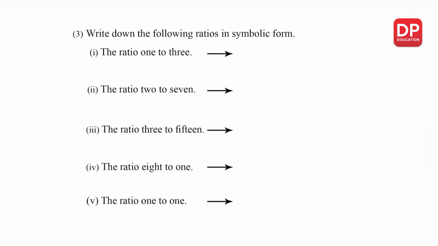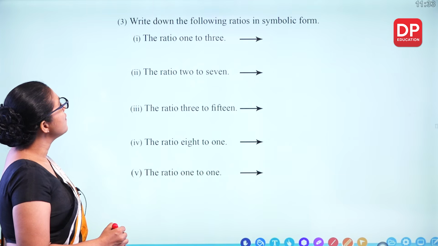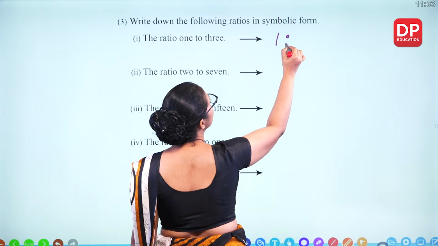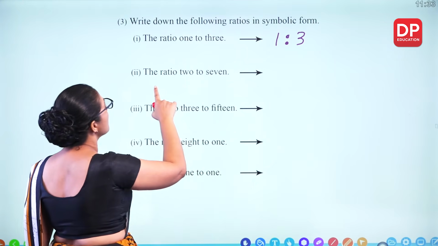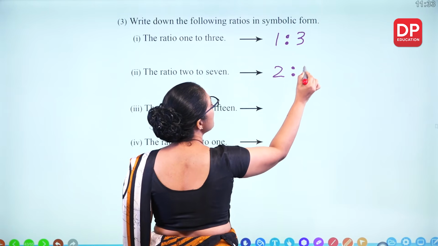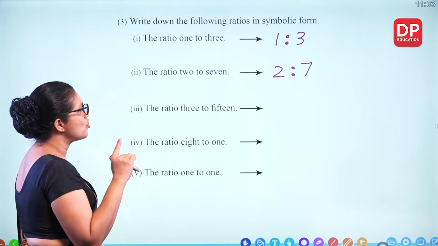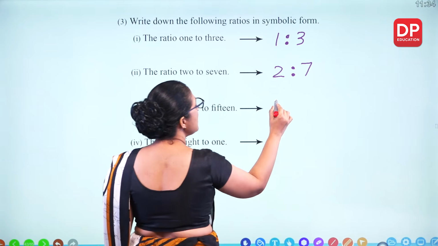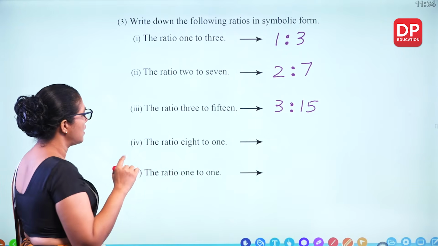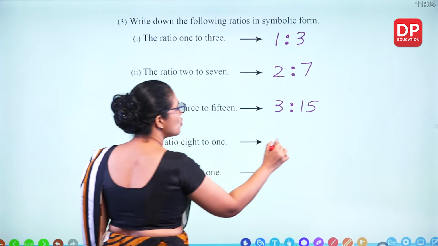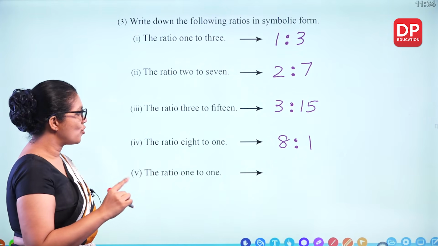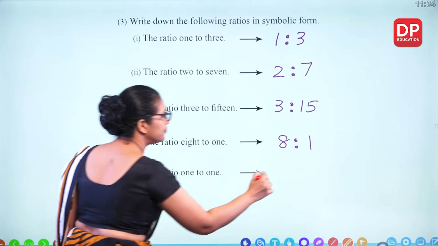Write down the following ratios in symbolic form. The ratio 1 to 3: 1 to 3. The ratio 2 to 7: 2 to 7. The ratio 3 to 15: 3 to 15. The ratio 8 to 1. The ratio 1 to 1.